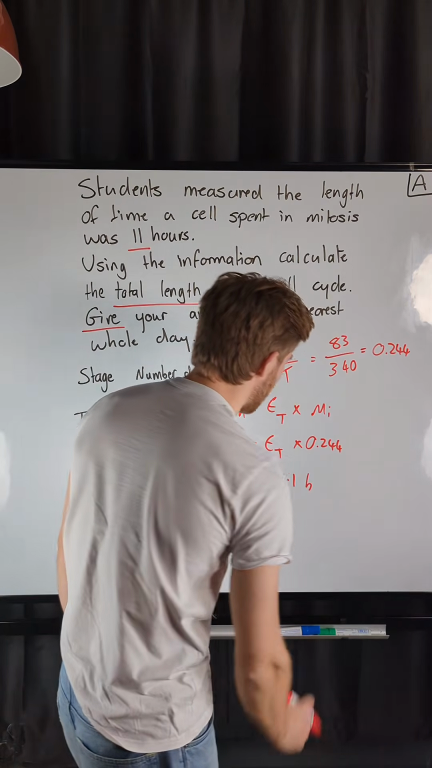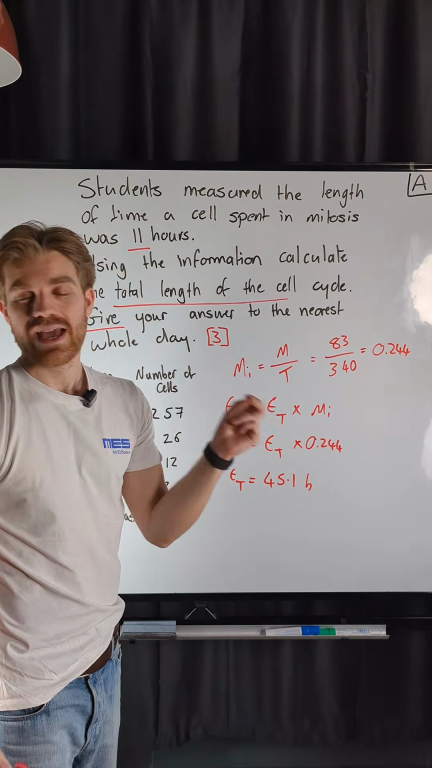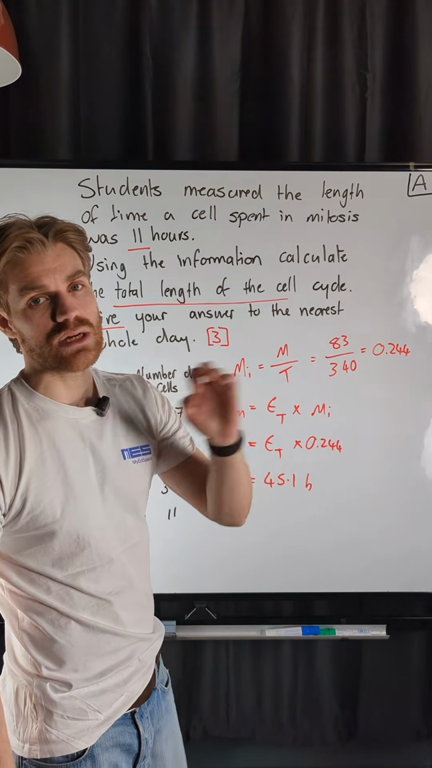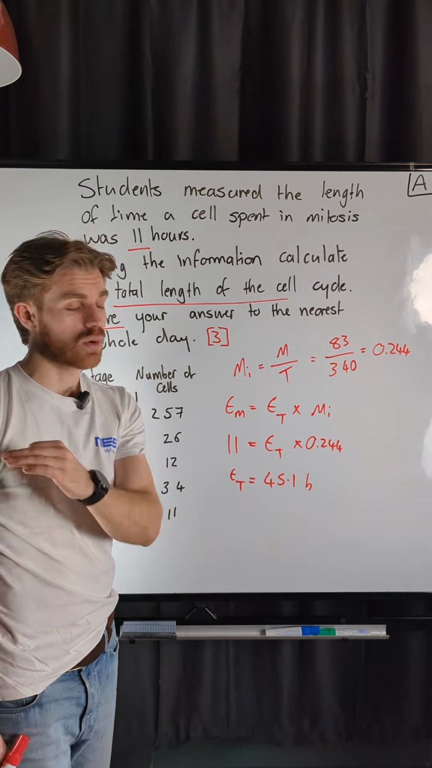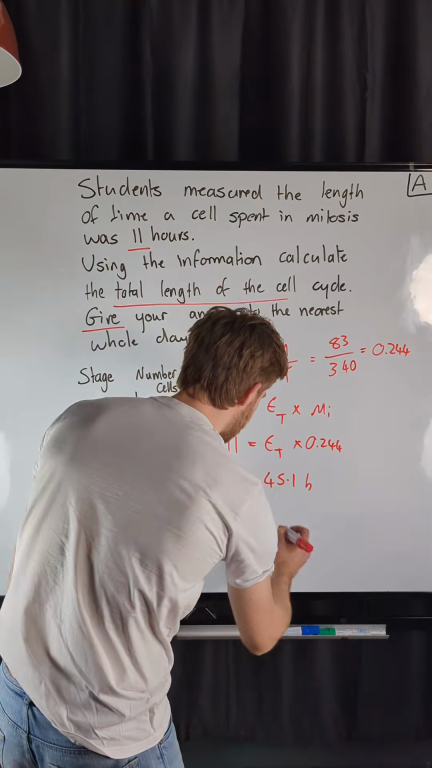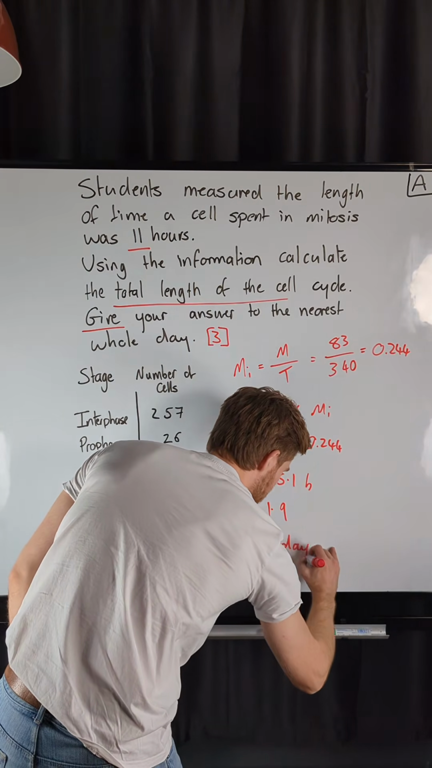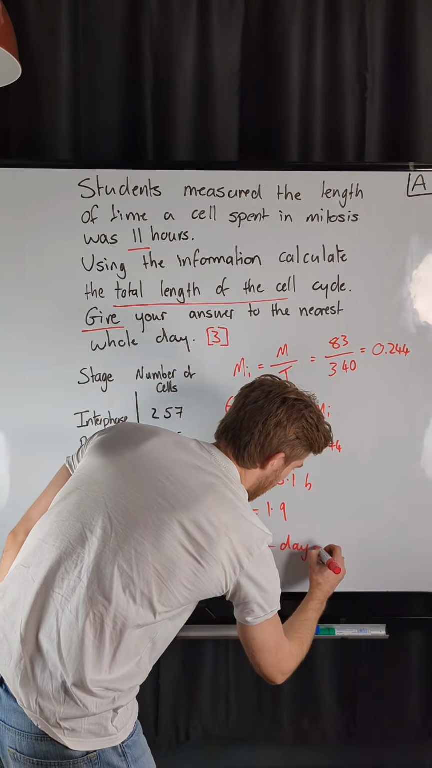Now, did you leave it there? Did you get the final mark? Because we still need to convert it to the nearest whole day. Examiners love putting in these extra little points to check if you are reading the question carefully. So divide it by 24 to work out the number of days, 1.9, so 2 days is our final answer.